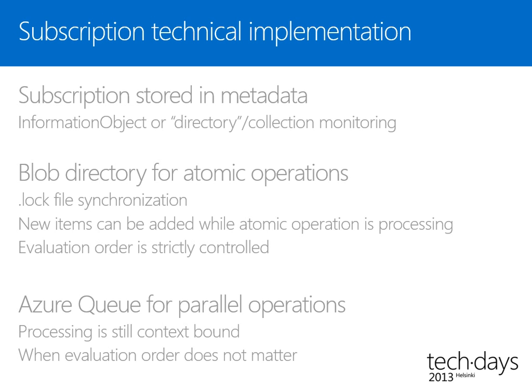Therefore, we can control the evaluation order, and we guarantee that when there are no new files and we have a lock, nothing is changed in the system. So we can rely on having a consistent system state at that moment. Then for the parallel operation, we use the standard Azure queue. Processing is still context bound, and this is for when evaluation order does not matter, when we can completely parallelize the thing, or even start an atomic operation while the parallelized operation is still ongoing.